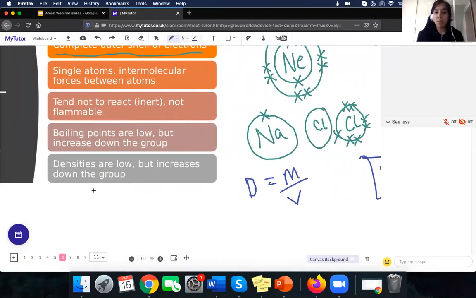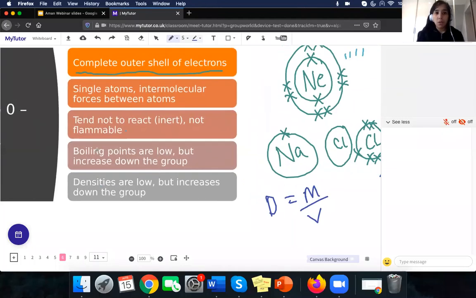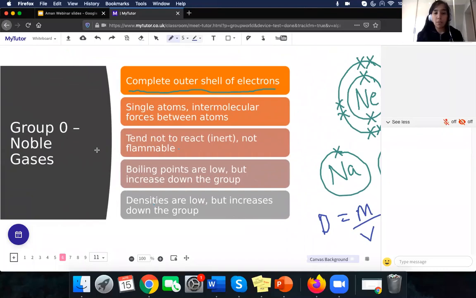So we talked about the relative atomic mass increasing down the group, but the volume pretty much stays the same for a gas. So because that mass increases more than the volume does, that means the densities are low, but they increase down the group. So we've said that noble gases have a complete outer shell of electrons.